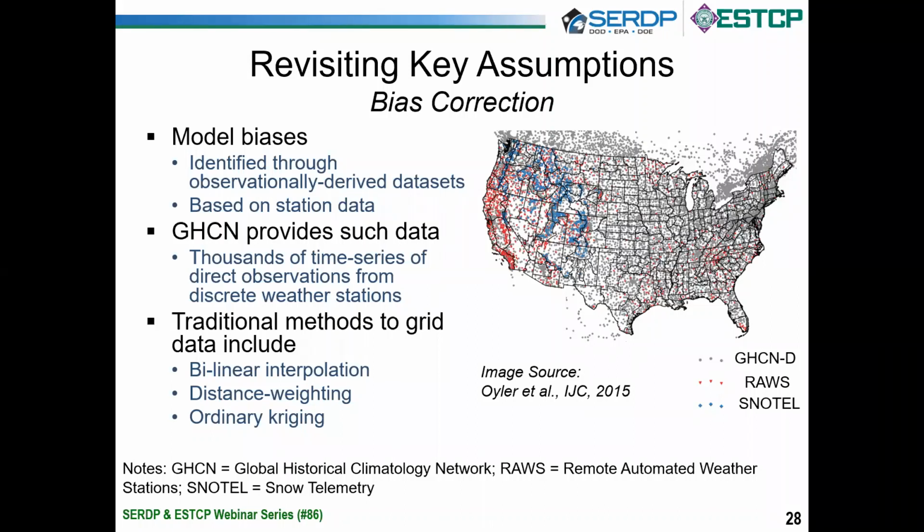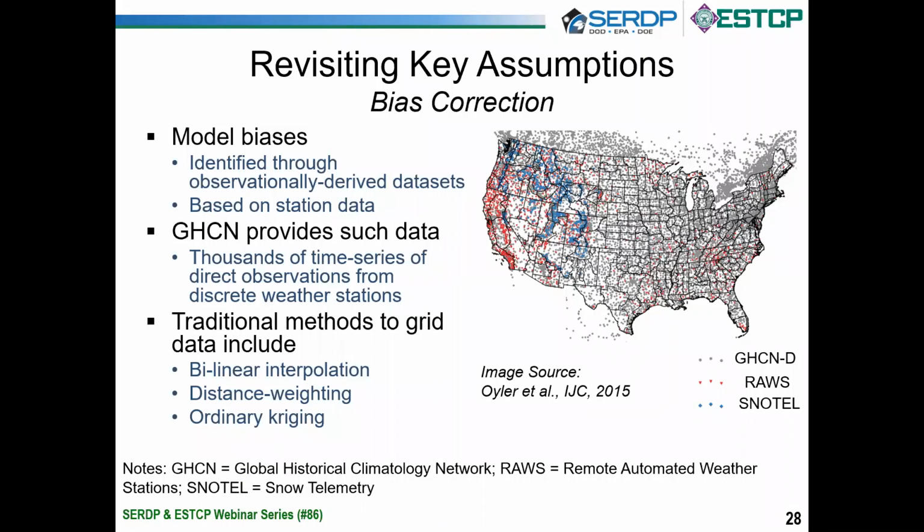And so what I'm going to talk about now is some cutting-edge research that co-authors have done to revisit some key assumptions here. The first has to do with bias correction. So I mentioned that there was weather station data that was gridded and then compared against climate models under the historical record. This plot here shows the distribution of a wide variety of different weather stations that form the basis for the Global Historical Climatology Network and are the basis for the construction of the gridded product.